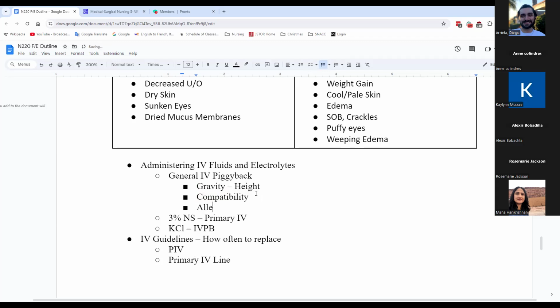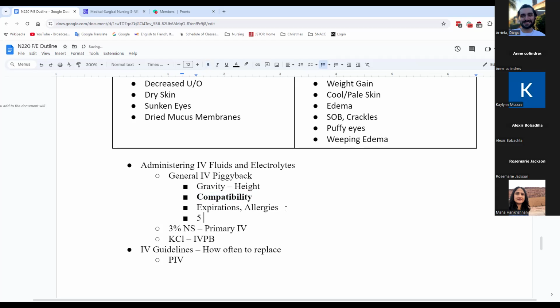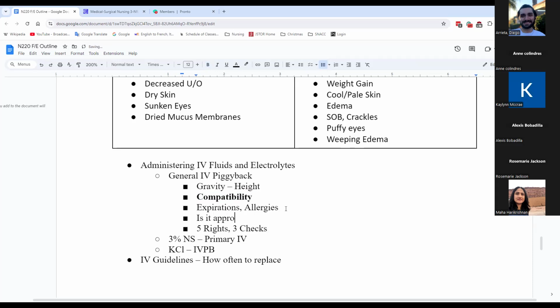Allergies, of course. The color, the expirations. All the classics. But compatibility is your number one. You want to make sure that it's compatible with your primary. So if they have lactated ringers, it might not work. Your 5 rights, 3 checks as per usual. And then obviously it's a medication, so you're checking to see, is it appropriate? Why are they getting it?